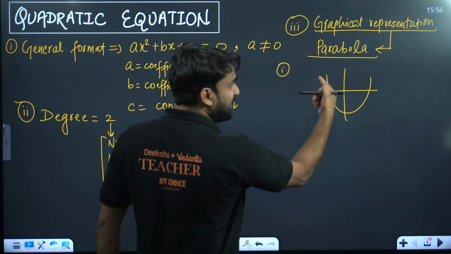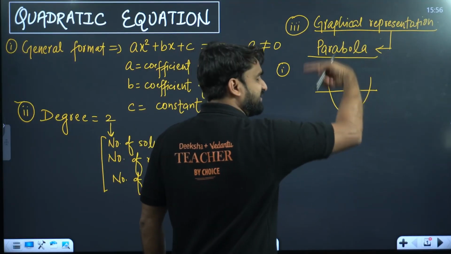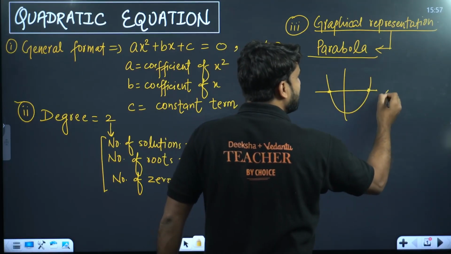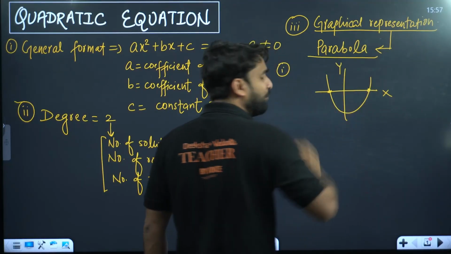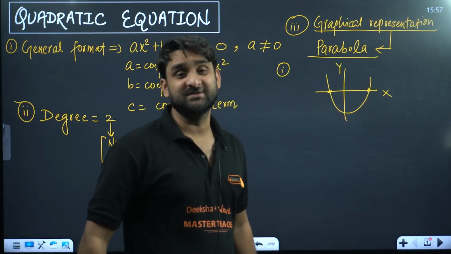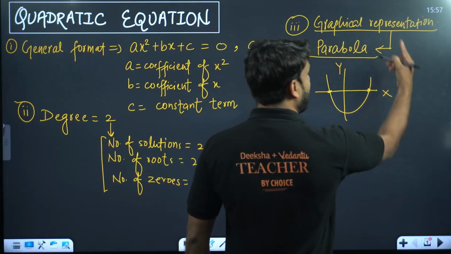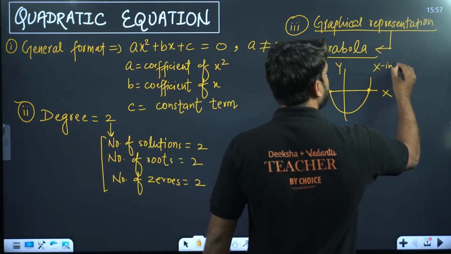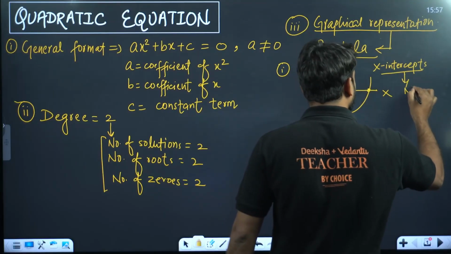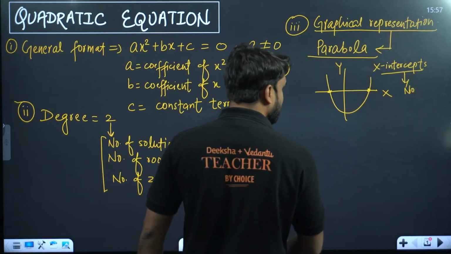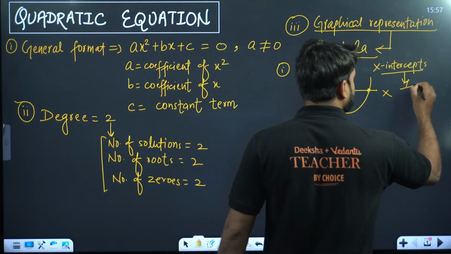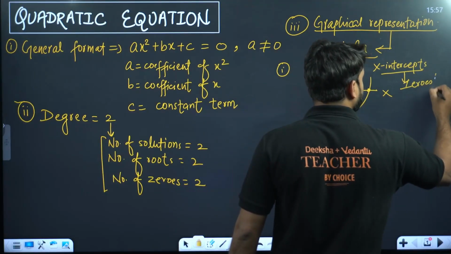Why? Because when you draw the parabola of a quadratic equation in this manner, can you see here? This curve, this parabola, is intersecting the x-axis at 2 points. And these 2 points, these 2 intercepts, are the roots. These 2 intercepts are the zeros. So basically, when you draw a parabola, the x-intercepts give you the zeros. X-intercepts are zeros, or we can also say roots.